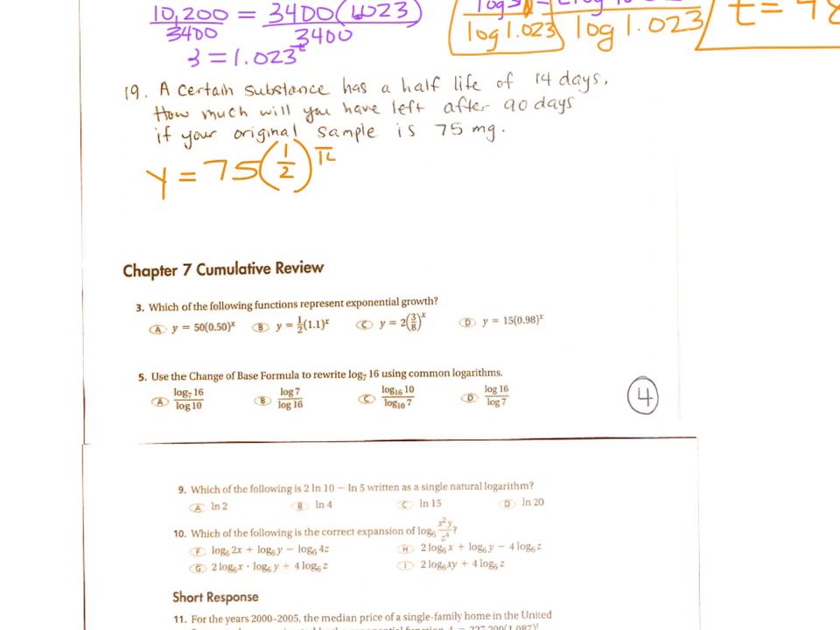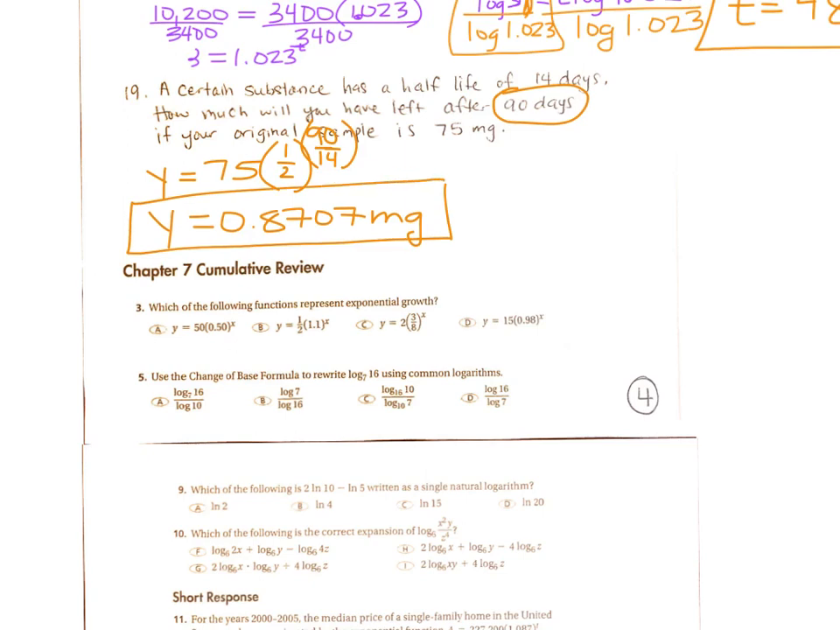So it says it has a half-life of 14 days. And your top number is what we're looking for here. How much will you have left after 90 days? So we're gonna put a 90 here. And then you would just plug that into your calculator. Make sure that you put parentheses around that when you plug it in. And you get y equals 0.8707. It's saying how much will you have left? You will have that many milligrams, so not much.